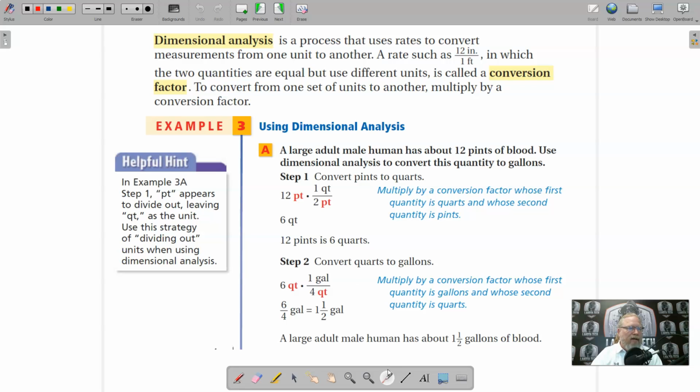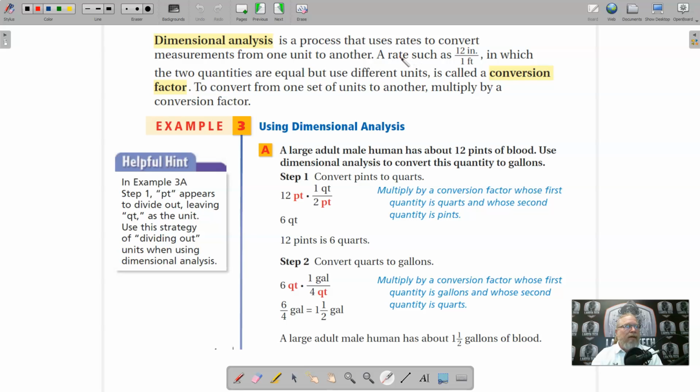And now we're going to talk about dimensional analysis. Dimensional analysis is a process that uses rates. Remember, a rate is a ratio, and the numerator and the denominator are different measurements. So dimensional analysis is a process that uses rates to convert measurements from one unit to another.